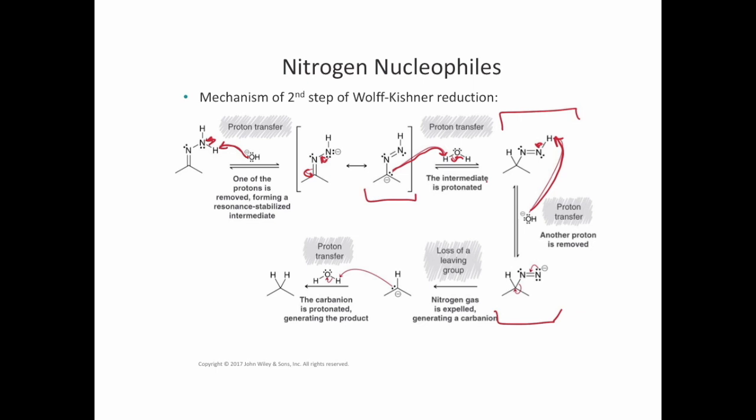That negatively charged nitrogen atom will use its lone pair to form a 3rd bond, so to form a triple bond, breaking this carbon-nitrogen bond. And in the process, nitrogen gas is expelled. So nitrogen is a fantastic leaving group. So we end up with this carbanion, which then gets protonated by water. And now you can see what you started with here, we've converted that to a CH2 group.